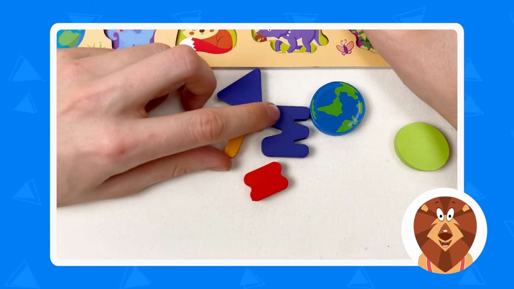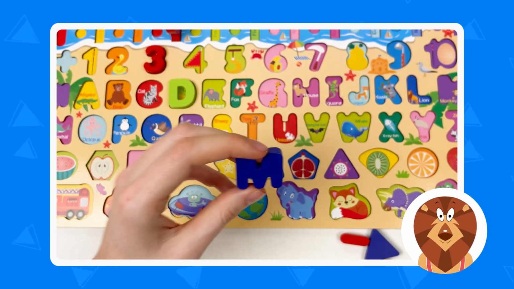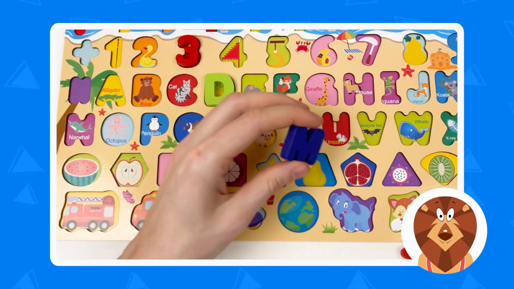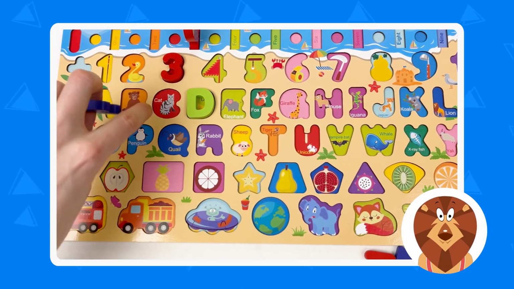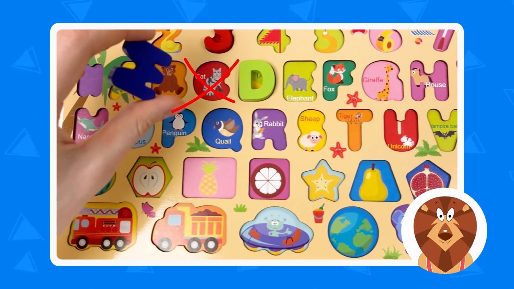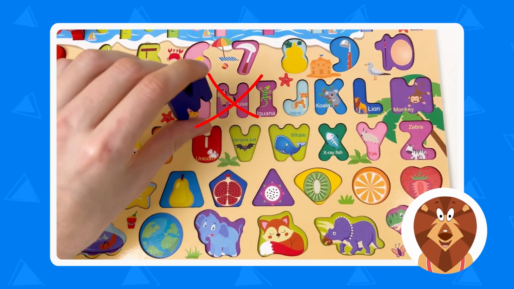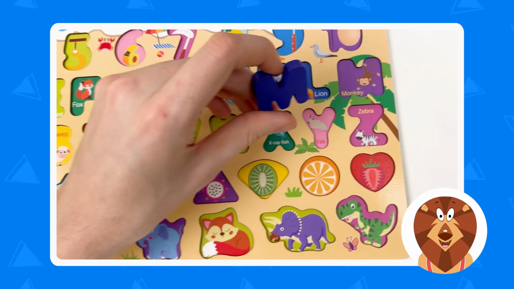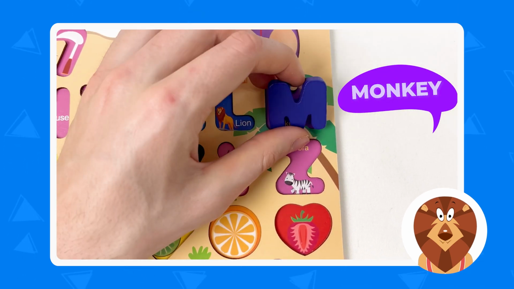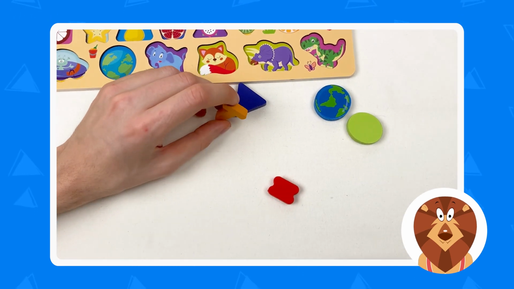And the next letter that we're going to take is the letter M. Great. And the letter M we need to find here. So let's look. Is it cat? Is the first letter C, is it M? No. Let's look around. Maybe H? No. Okay, so M is for monkey. Great. And we should place it here. Amazing. And let's take the next letter.